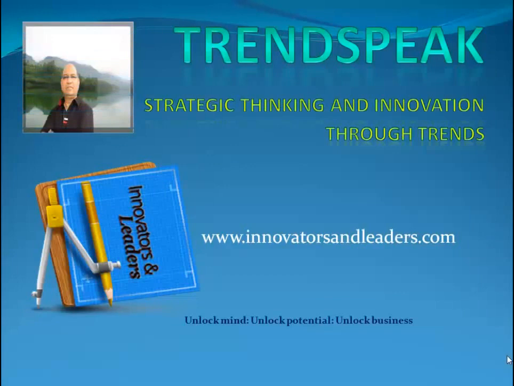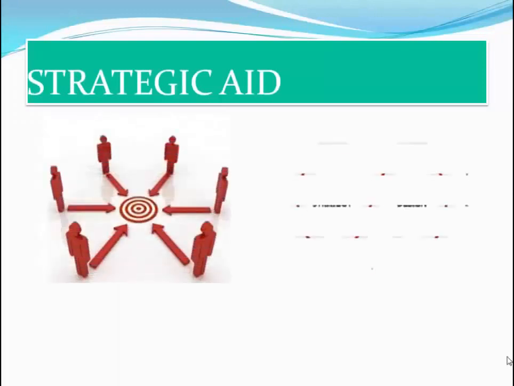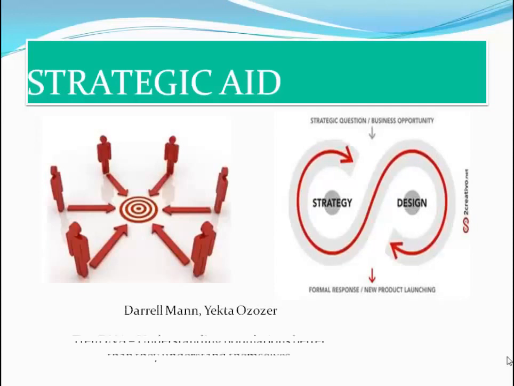I am Alok Asthana. This is a breakthrough concept of using trends as a strategic aid for a meeting of minds at the top management for the very reason that they exist, that is strategic questioning and design. This system is a creation of the world's best known researcher on systematic innovation, Daryl Mann and Yekta Ozezer. They have named it as Trend DNA. The presentation is how innovators and leaders use this system in their own unique way.